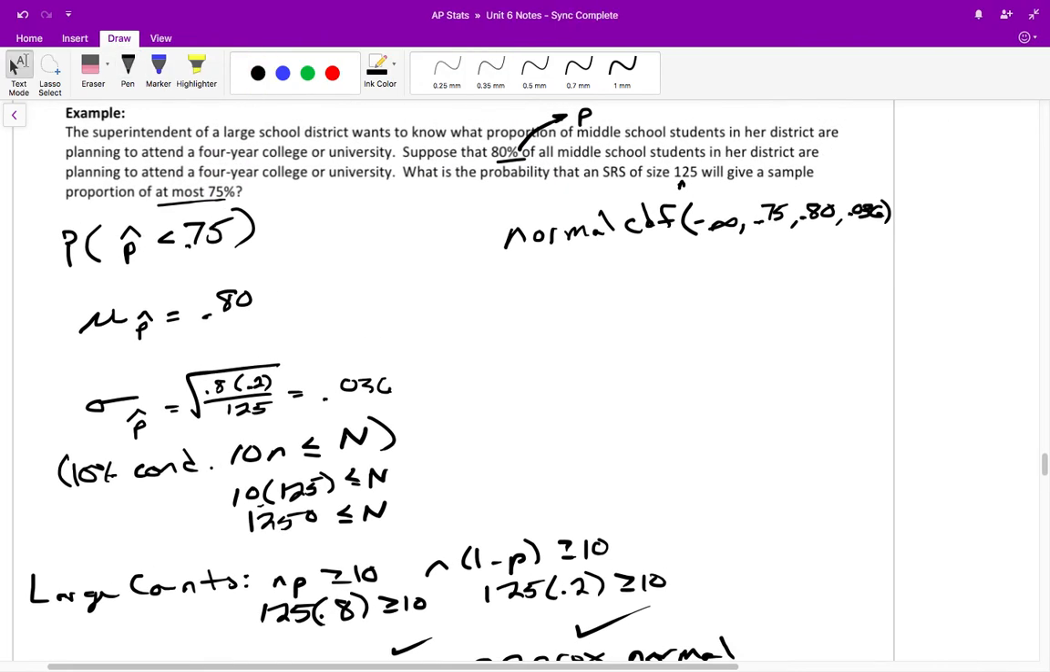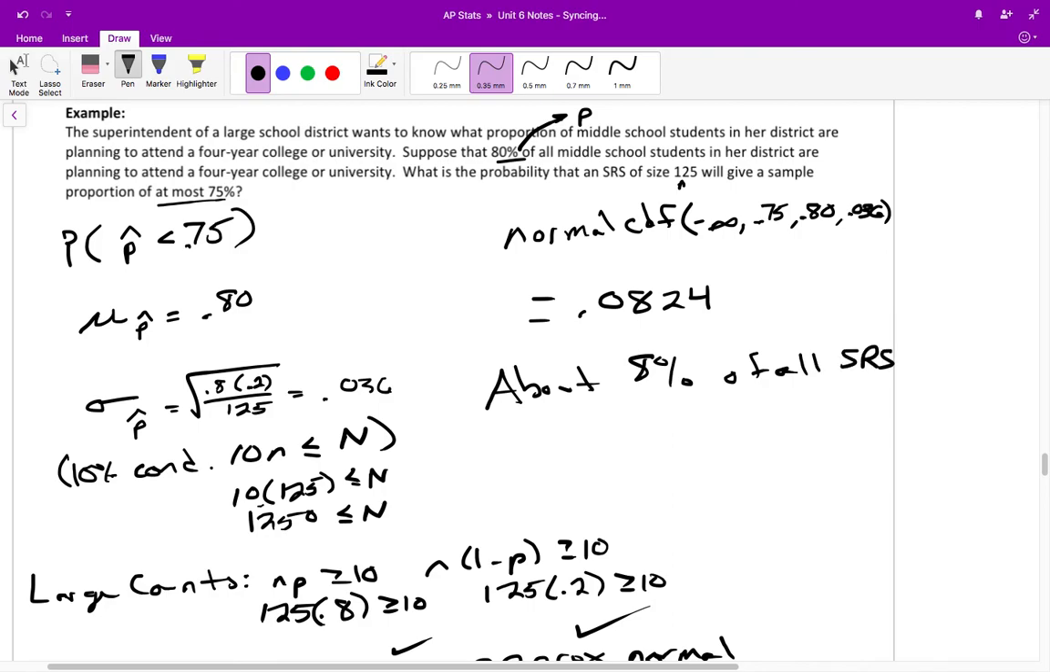So put this in your calculator, normal CDF, pick something very, very small, like 0, then 0.75, then 0.85, 0.036. That will end up giving you a probability of 0.0824. So what that would say, if you were to interpret it, is that about 8% of all SRSs, simple random samples, of size 125 will give a sample proportion, in other words, will give a p-hat of less than 75%.